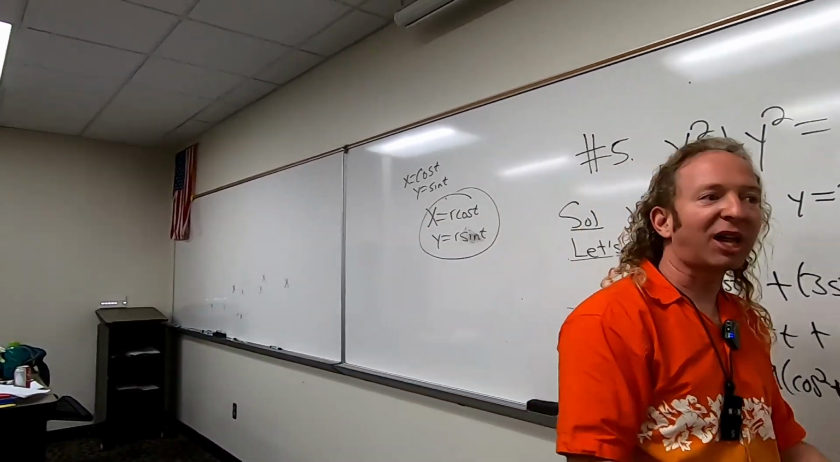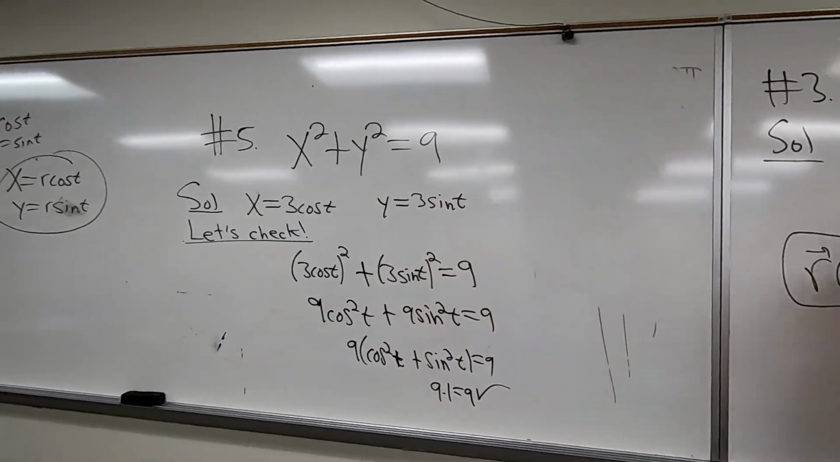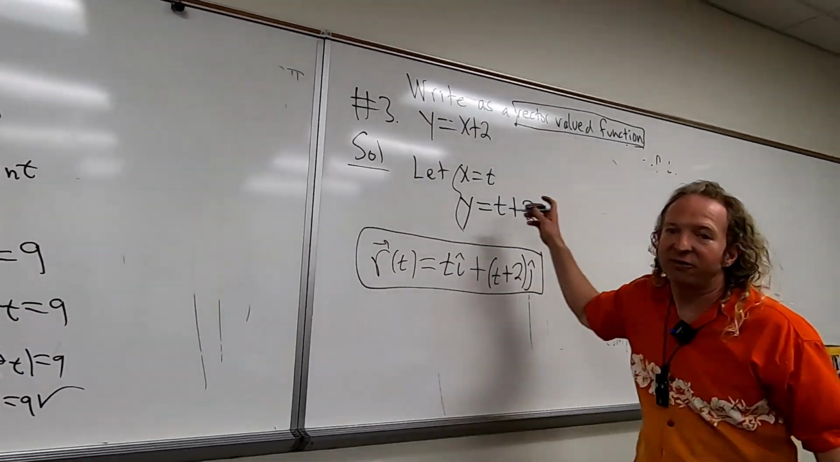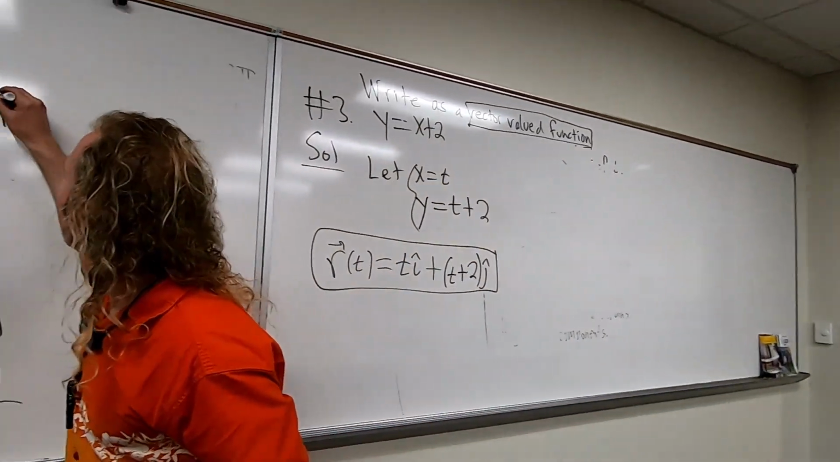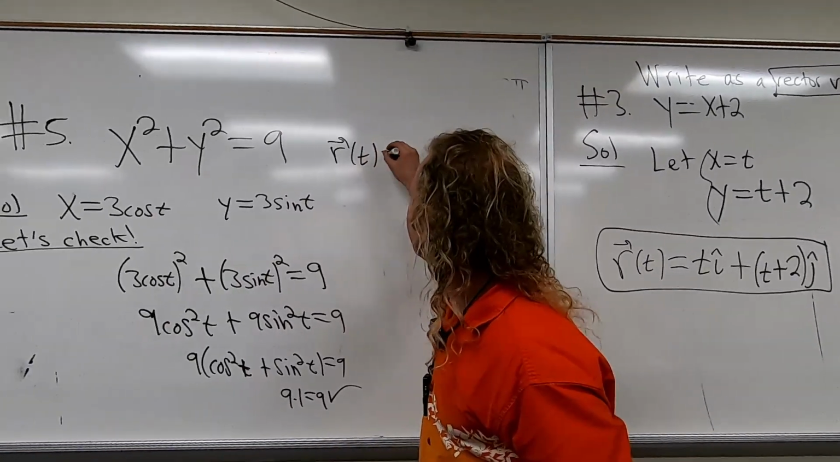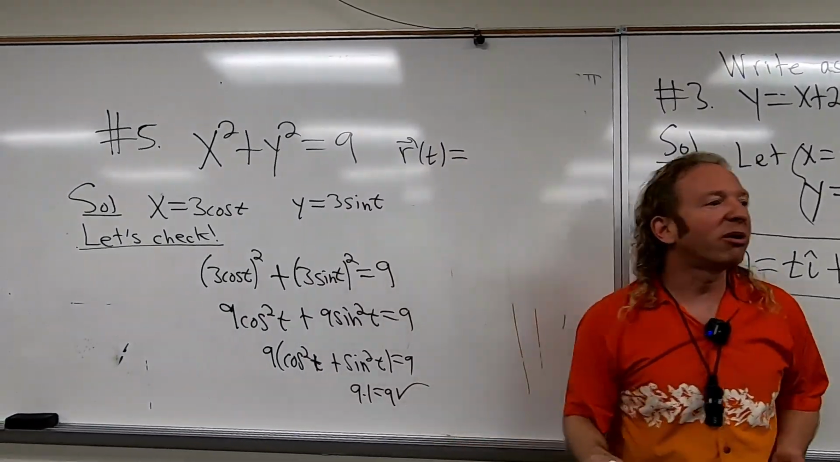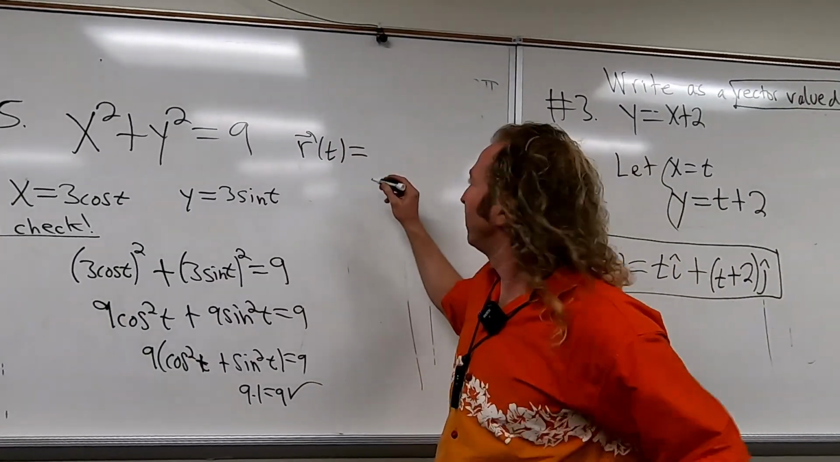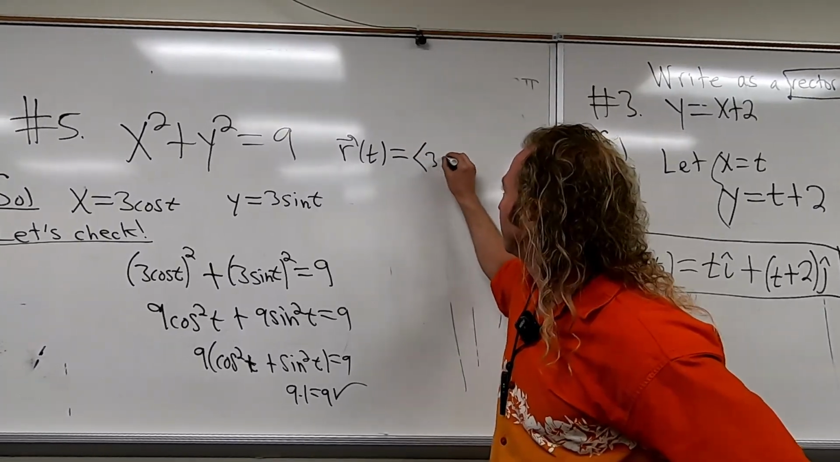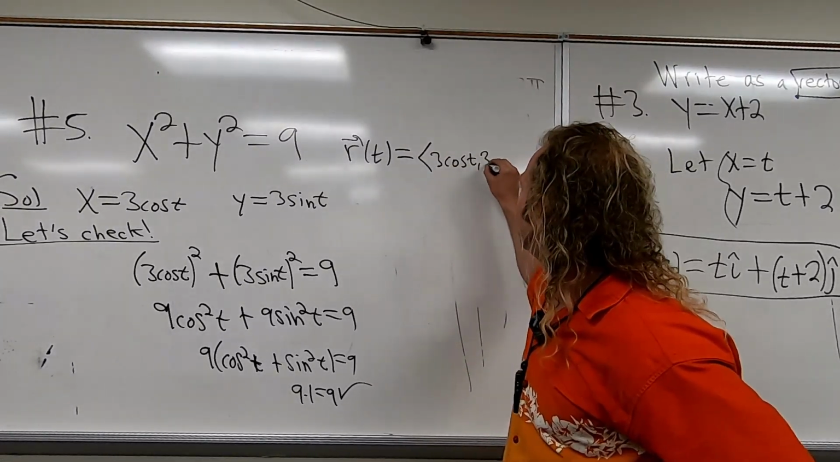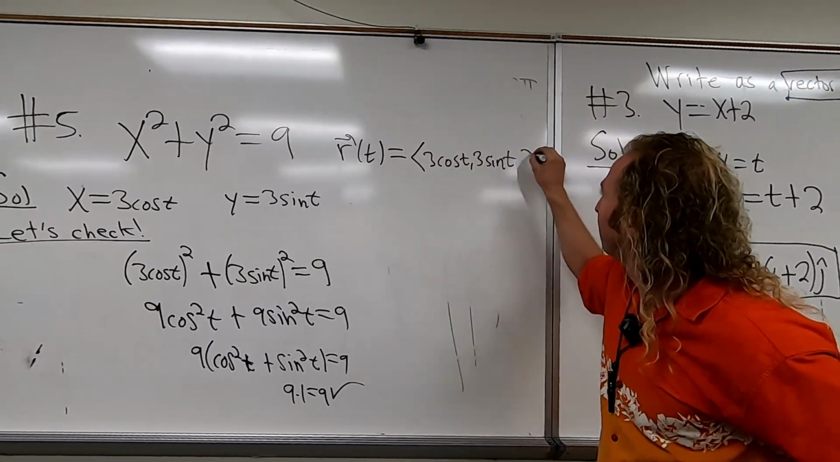Because this is the Calc 3 class, we have to write it as a vector valued function. I keep saying that because you use this in other classes too. Let's use component form, because we can. So angle bracket 3 cosine t, 3 sine t. That's it.